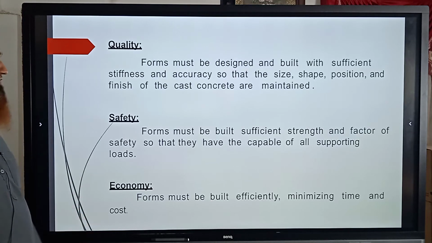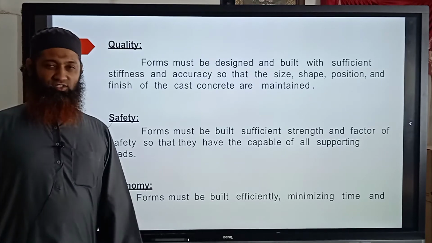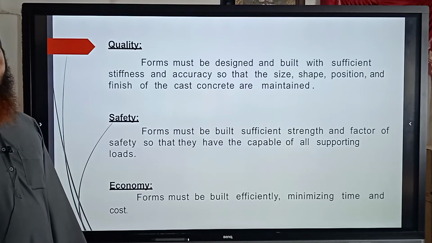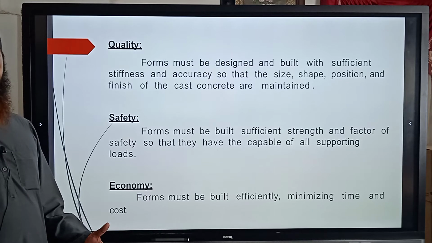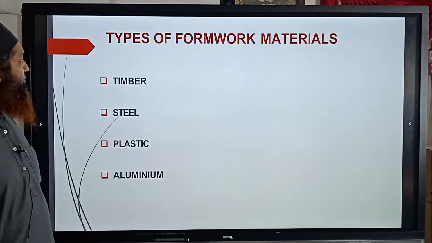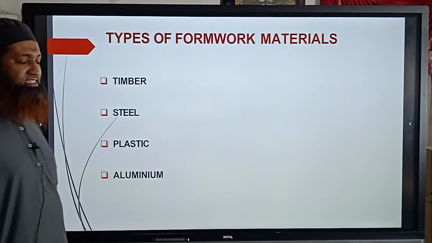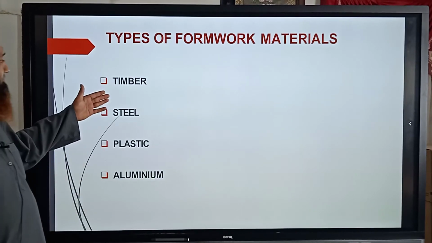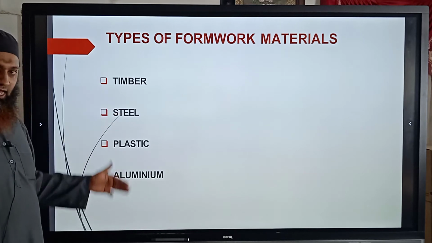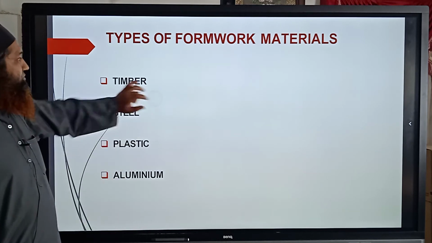Economy: forms will be built efficiently, minimizing the time and cost. The time and cost also should be seen. We just can't go up with some formwork which has very high strength, but the cost is increasing. So even this is important. Types of formwork materials, let us see this. We have the different types. We have timber, steel, plastic and aluminum. These are the different types of formwork which are used here.